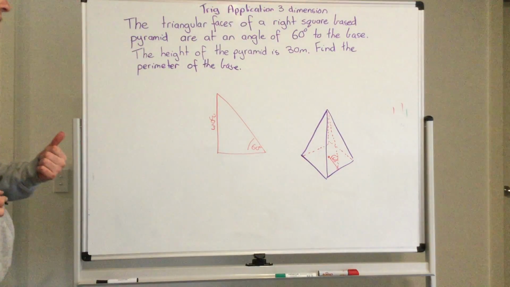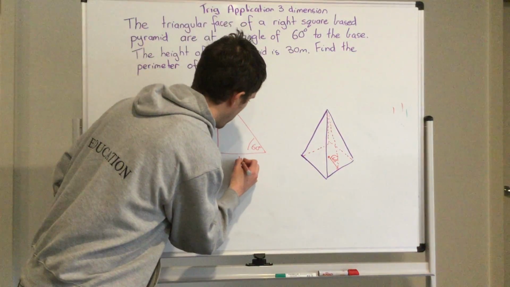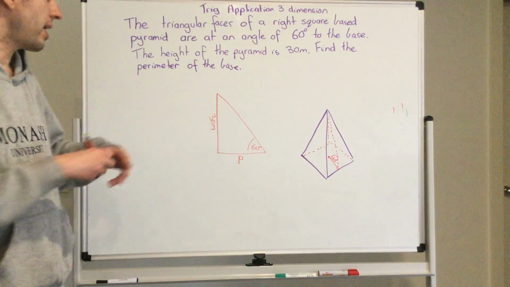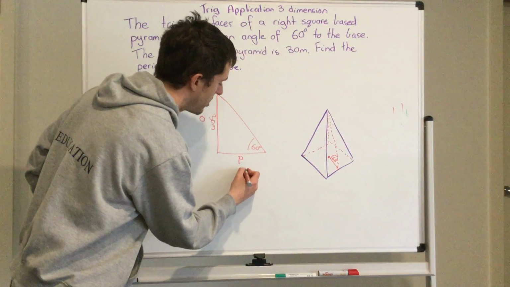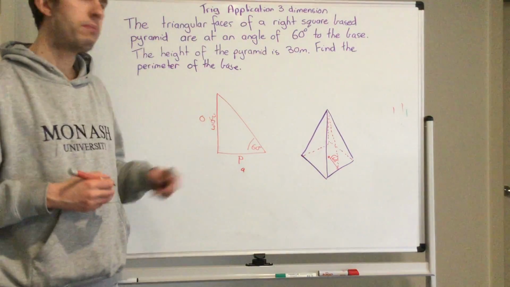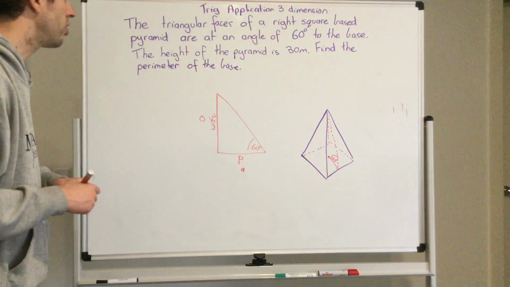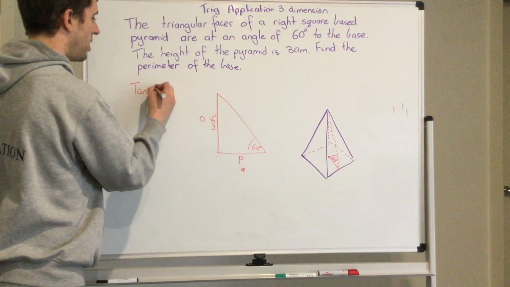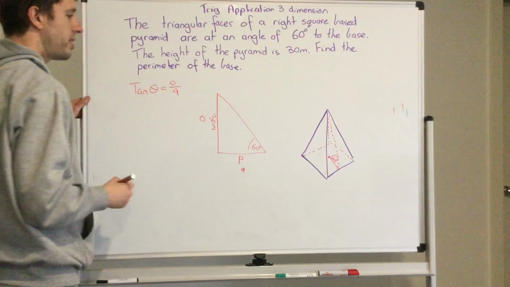What are we trying to find out? The perimeter of the base. We need this part here. So I will make that P. So when we're looking at the opposite side and the adjacent side, which is A, that means we are using tan. Because SOH CAH TOA. Tan alpha equals opposite over adjacent.